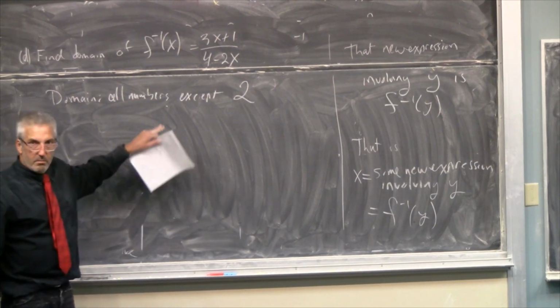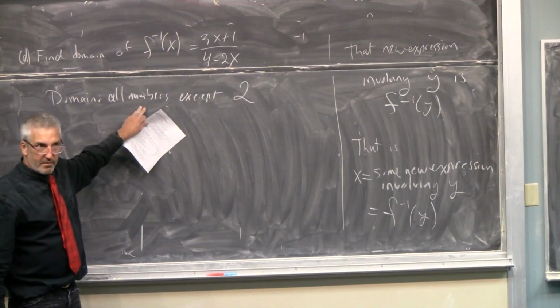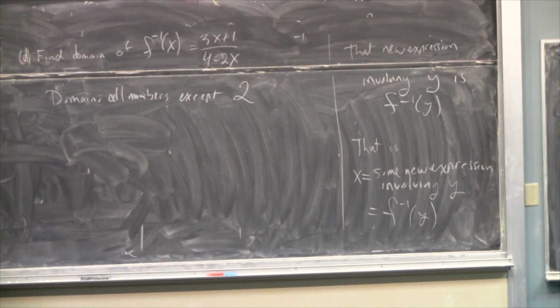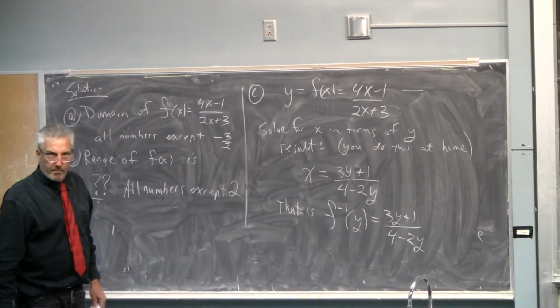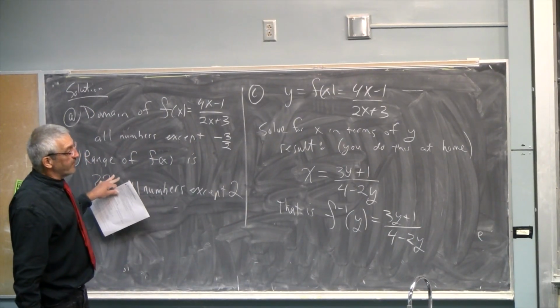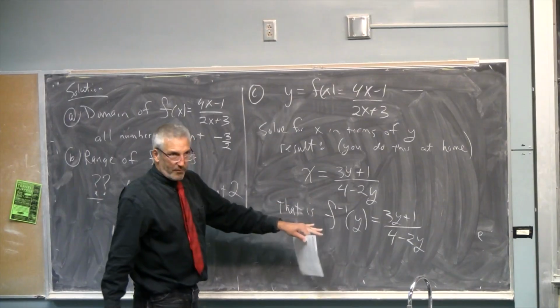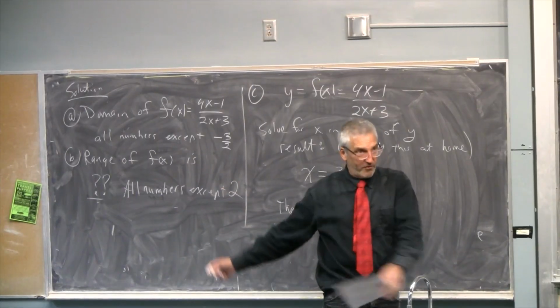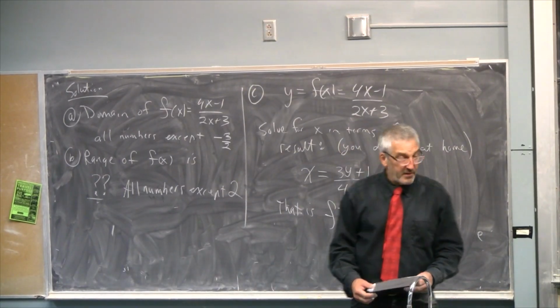Oh, remember that the domain of F inverse is the set that's the range of F. So we can go back here. The range is all numbers except 2. So one way to get the range of the function is you solve for x in terms of y, you get the inverse function, you figure out what's the domain of the inverse function, and that tells you what the range of the original function is. Now, that seems like a lot of work.